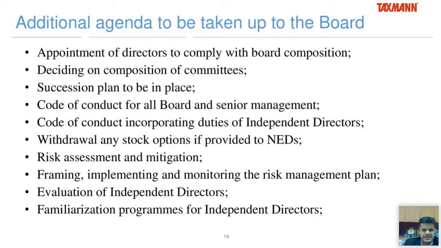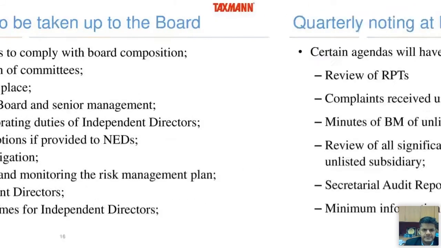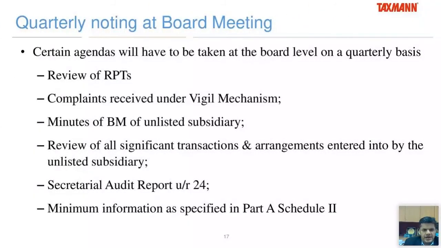Risk assessment and mitigation, framing, implementing and monitoring the risk management plan, evaluation of independent directors and familiarization programs for independent directors. In terms of the quarterly noting at board meeting, agendas like review of related party transactions, complaints under vigil mechanism, minutes of board meetings of unlisted subsidiaries, a review of all significant transactions and arrangements entered into by the unlisted subsidiaries, secretarial audit report under Regulation 24, minimum information as specified in Part A of Schedule 2.